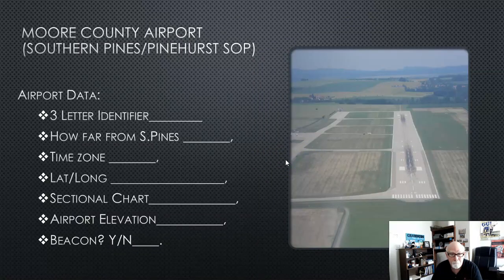All right. Again, look at your airport diagram and your supplement information and get all of this information and fill it in. The 3-letter identifier, of course, for Pinehurst is SOP, and it will tell you all of this information. And just put it on a sheet of paper or fill it in.